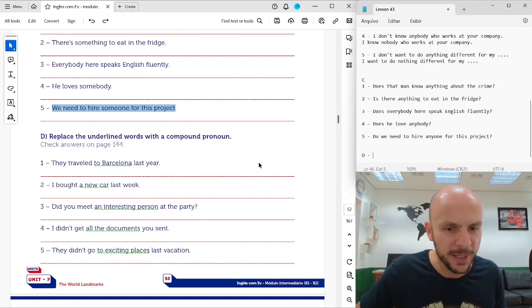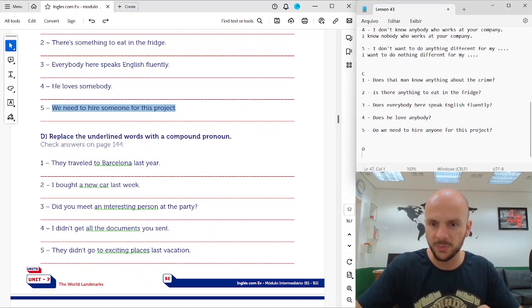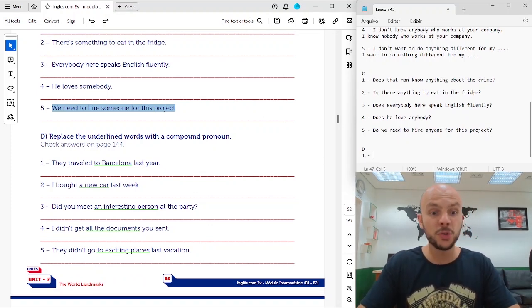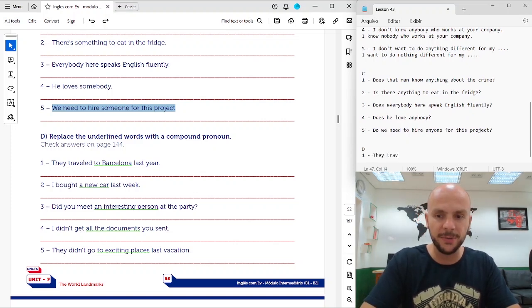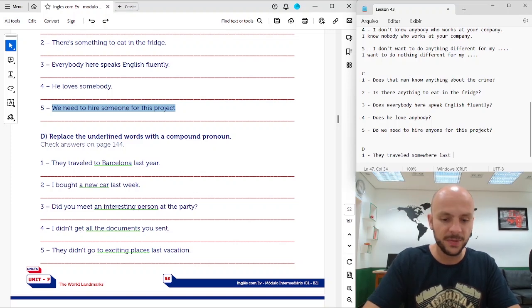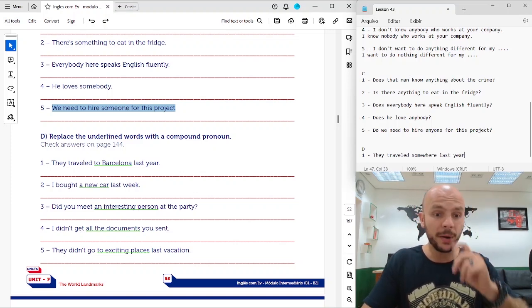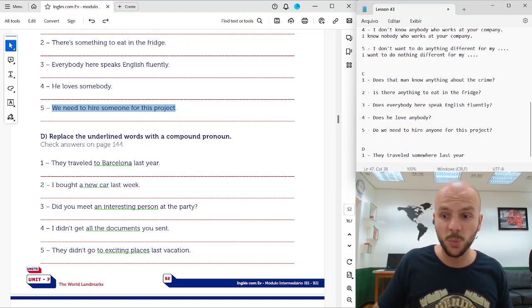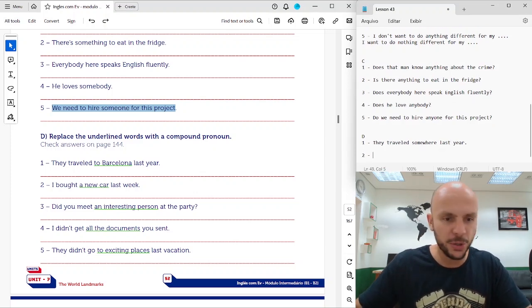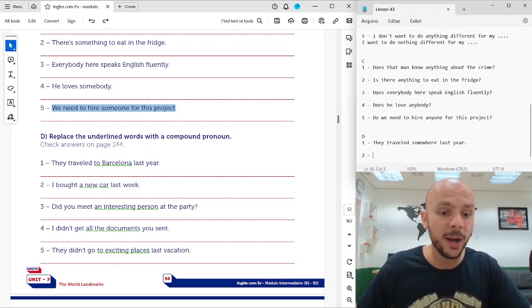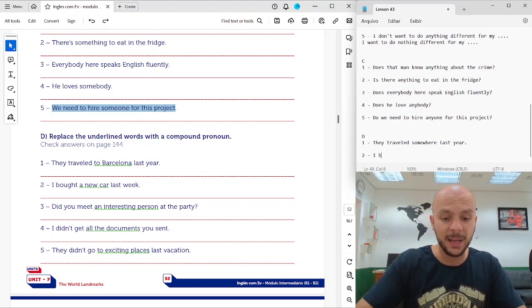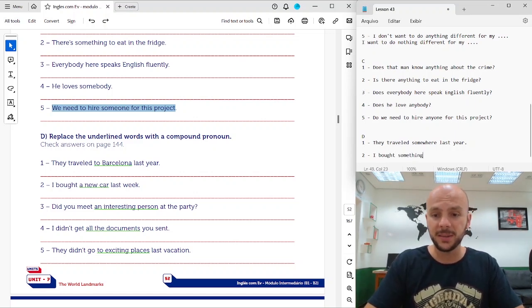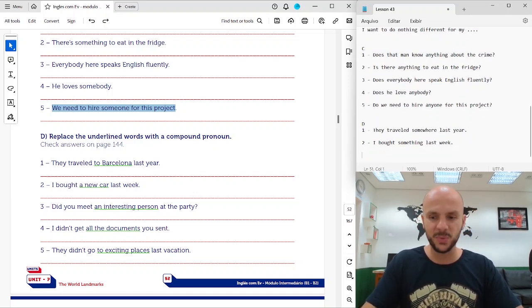They traveled to Barcelona. Let's write it again. They traveled to Barcelona last year. They traveled somewhere last year. Barcelona, it's a place. Somewhere last year. 2. I bought a new car last week. I bought alguma coisa. Something. Something last week. I bought something last week.